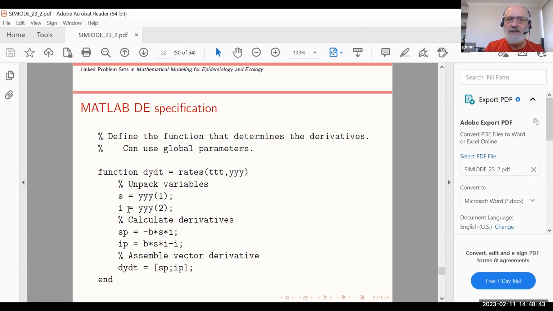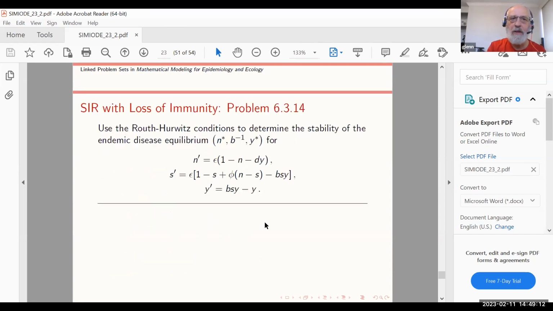This one only has S and I. It doesn't have an N differential equation. So when you unpack the variables, you'll have to add a third instruction to unpack N. Then you'll add new formulas to replace these two and add a third formula to calculate the derivatives and assemble them. Students do not need to be experts in computer programming to modify these few lines that are in this function. And that's all they need to change to be able to run simulations for a different model.